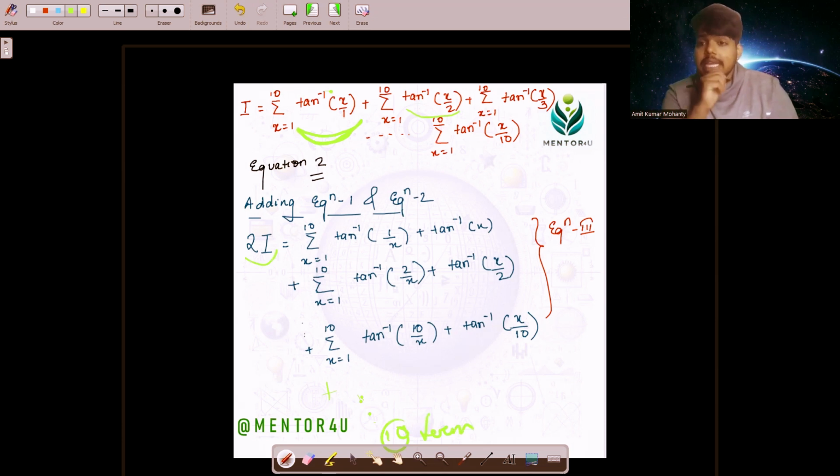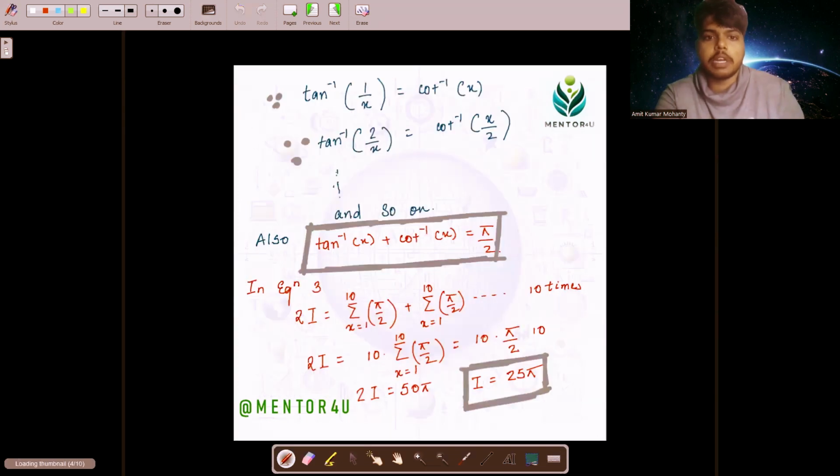Now, one of the inverse trigonometric identities will come in handy here. One thing we know till now is that 2i is equal to the summation of all these terms. This is our equation 3. Let's proceed forward and try to understand which inverse trigonometry identity we can use to solve this question. What we know is tan inverse 1 upon x is cot inverse x, and tan inverse 2 upon x is cot inverse x by 2. So this is the main identity: tan inverse x plus cot inverse x is equal to pi by 2.